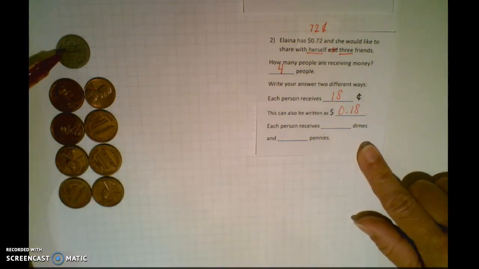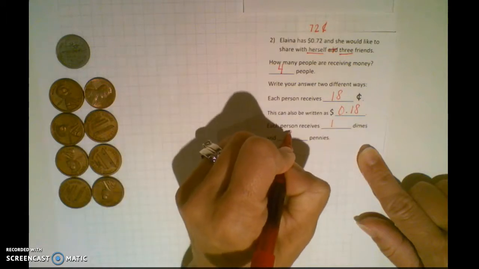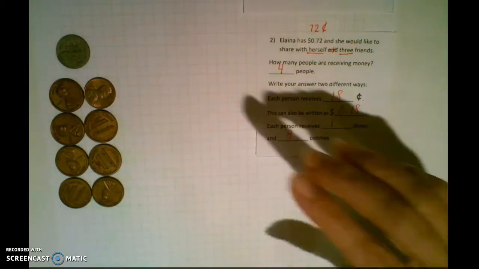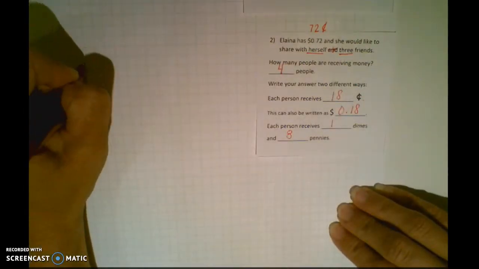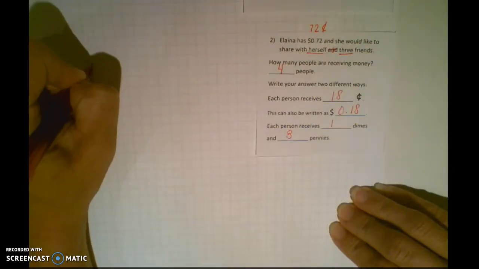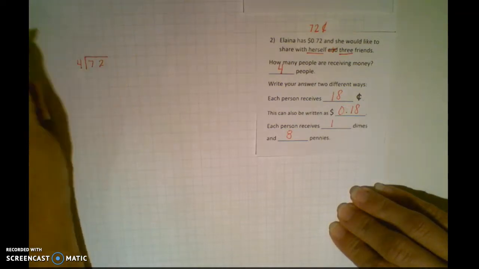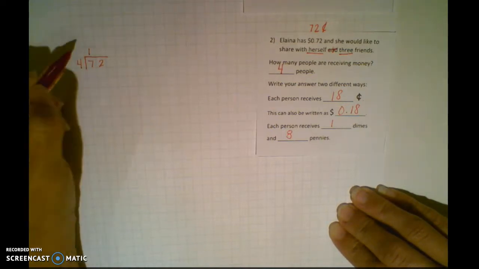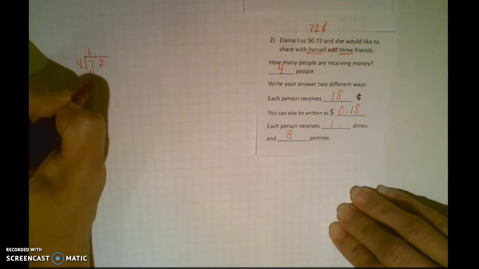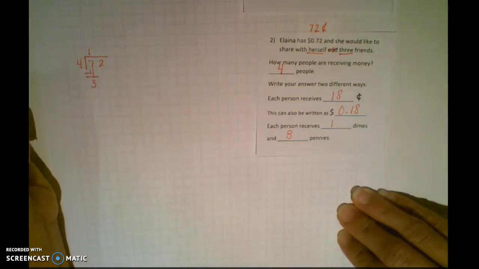And every group was the same, so I know each group received 1 dime and 8 pennies. So let's look at what that looks like as a division problem. Let's start with the whole number version: 72 cents divided by 4. Each person got 1 dime. 1 times 4 took away 4 dimes of the 7 that we started with and left us with 3.